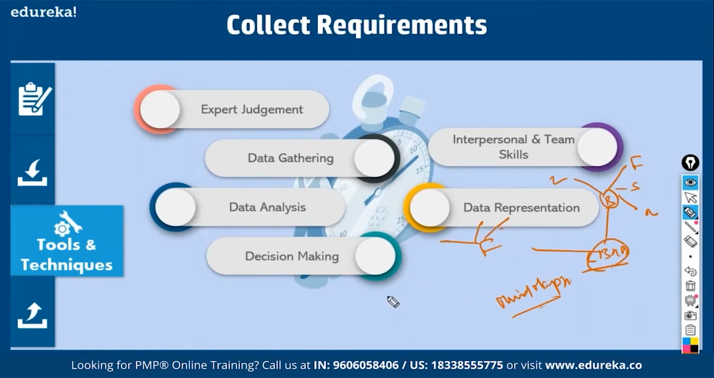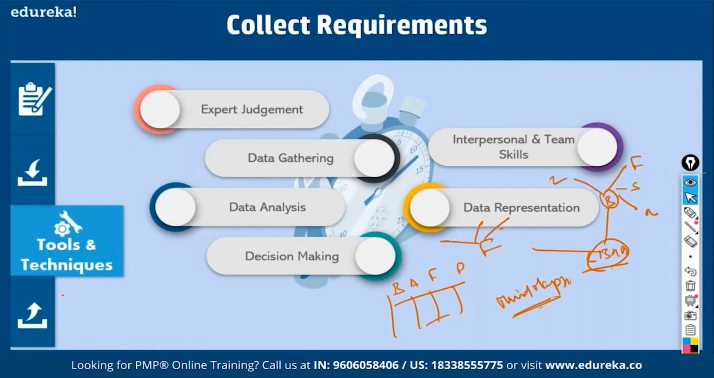Once you get all this data, you put them in some sort of homogeneous groups: all ideas relating to books, all ideas relating to audiovisual equipment, all ideas relating to furniture, all ideas relating to parking space. That is called affinity diagramming. You come up with mind mapping and affinity diagramming as data representation. So we have collected requirements. What do you come up with at the end of this process? You come up with requirement documentation, isn't it?